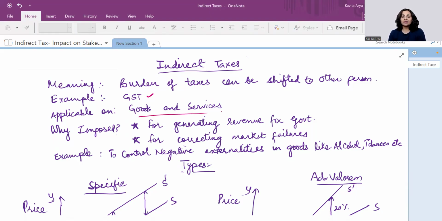And why are these imposed? Because taxes become the source of revenue for the government. So yes, these generate revenue and these correct the market failures as well. And when I say market failures, what do we mean by the term market failure?